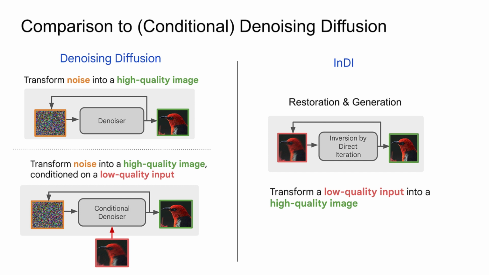DDPMs, or denoising diffusion models, are trained to generate images by removing noise little by little. Denoising diffusion models can be adapted to solve image restoration tasks by casting the restoration problem as one of conditional generation. In a conditional DDPM, the model learns to transform noise into a high-quality image conditioned on the low-quality input. Our framework, InDI, directly transforms the low-quality input into a high-quality image. The same framework can be applied to image restoration or generation by changing the starting point.